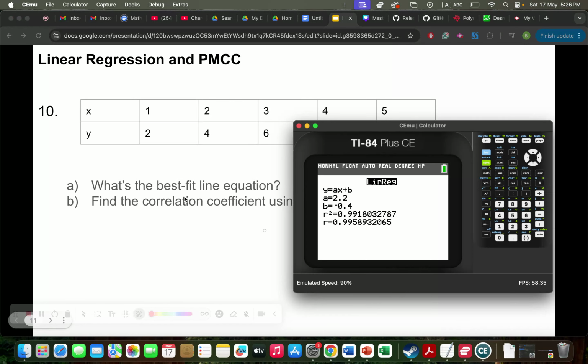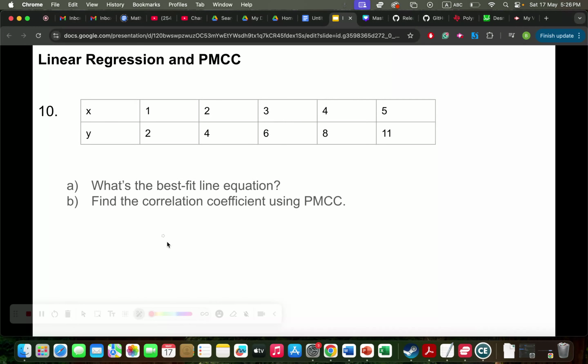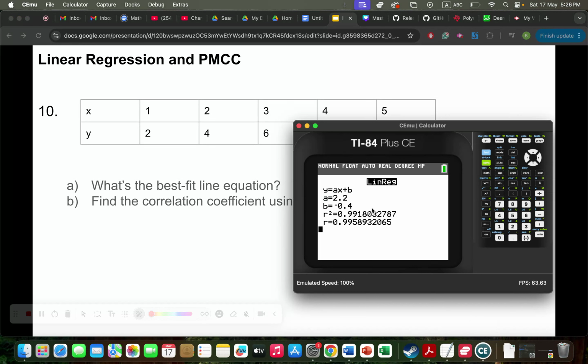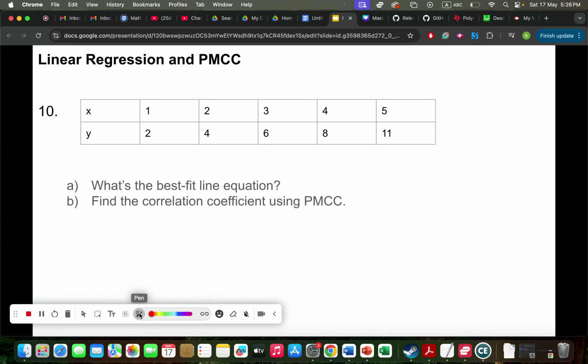You should be able to write the answer that looks something like the best fit line equation, which is going to look something like this. Now remember, A is 2.2, B is negative 0.4, B is the y-intercept, A is the gradient. So you want to write this equation here. When you are supposed to come up with the final answer for this, this is what you should be writing.